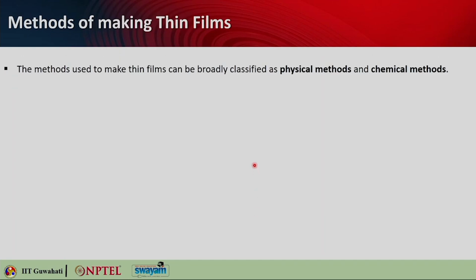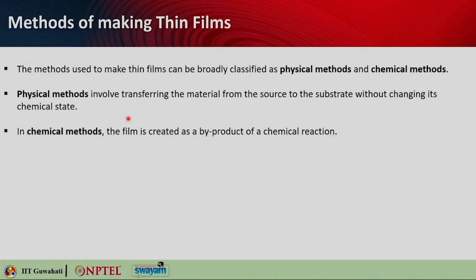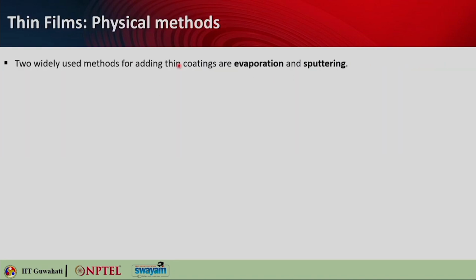Now, how do you make thin films? The process of making thin films can be broadly classified into two categories: physical methods and chemical methods. Physical methods involve transferring the material from the source to the substrate without changing its chemical state. So, it is a physical method. While on the other hand, when you think of chemical methods, the film is basically created as a byproduct of some chemical reaction. So, let us look into the physical methods first.